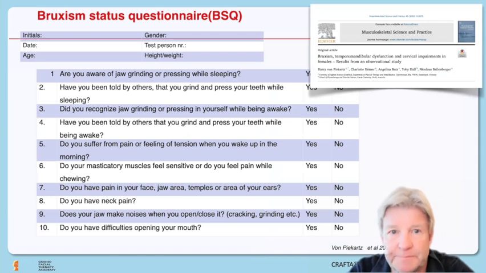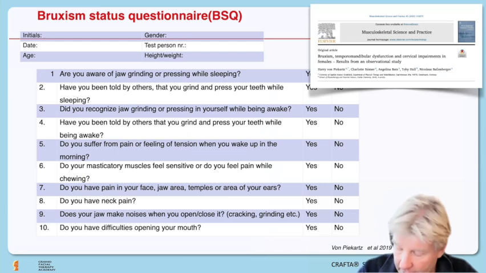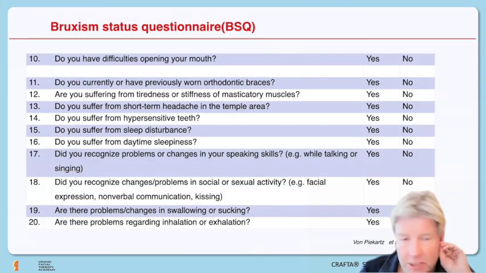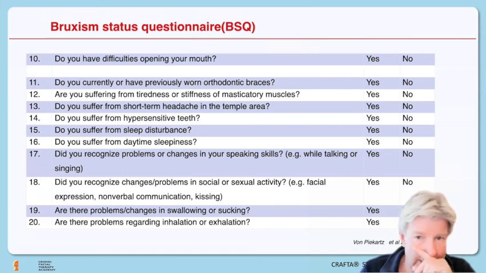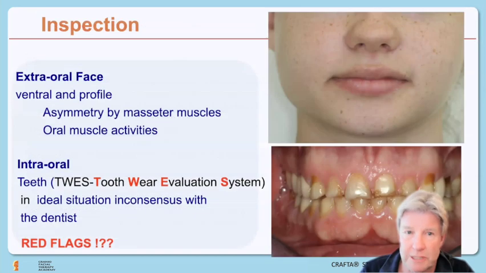The Bruxism status questionnaire is a questionnaire built on the background of the literature. You ask yes or no questions, and that is what you see here: 20 questions, all related to bruxism from the literature. In the study we did in 2019, we saw that when the patient has more than 12 points, the chance is very high that there is bruxism. But I have to say that a study is running now about the validation of this questionnaire.